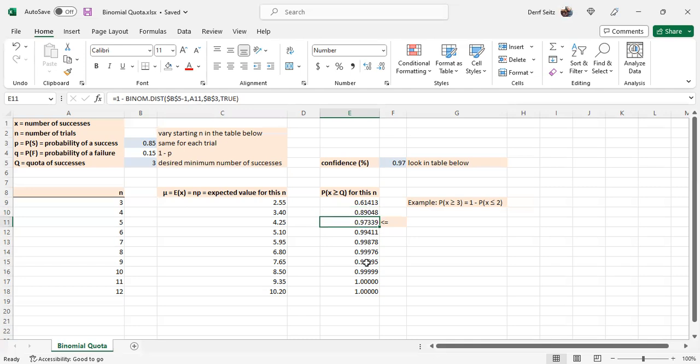So you have to keep going to get 97%. These probabilities are increasing, and as you look down, here's the first one that meets the criteria, the confidence of 97%, and it's when n is 5, and the expected value is 4.25 there. So 5 is the value of n that you'll have to use to get a quota of 3 successes with a confidence of 97%.